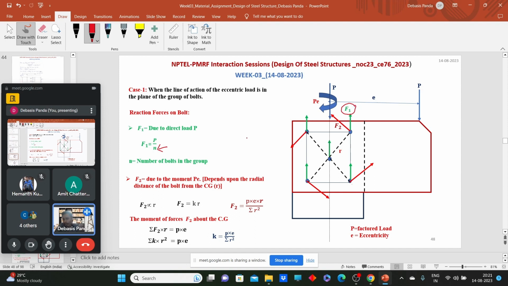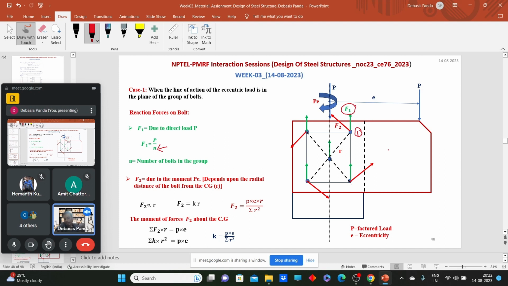So what will be the value of that F1? F1, that means on a single bolt. I am considering, say for example, this bolt. Why I am considering this bolt, I will tell you. For this bolt, due to the direct load, one upward reaction will act obviously, and the value of this reaction will be P upon N, if there is N number of bolts. So each bolt will carry that load equally.